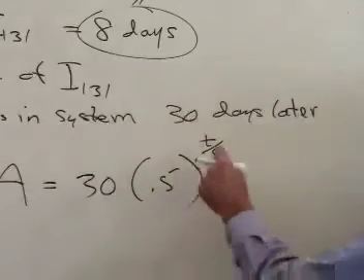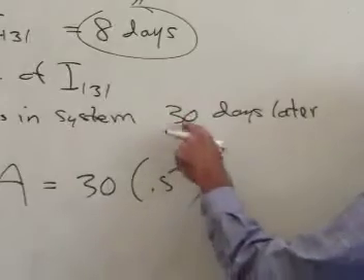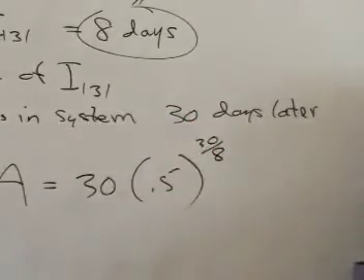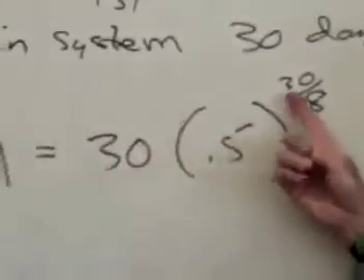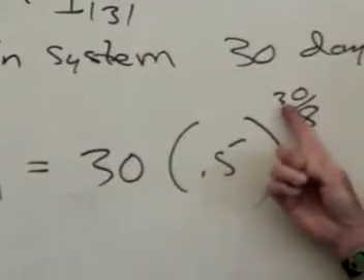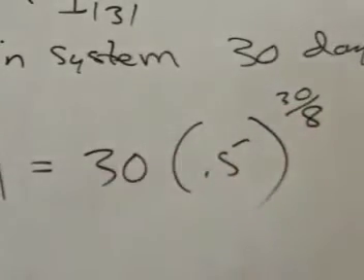Now, they ask a very simple question. They say, well, how much do you have after 30 days? So you simply now have a calculation to do. You don't need to use logarithms to do this because you're not trying to solve for an unknown exponent. It's simply a calculation that you just type in, remembering to put this in parentheses.